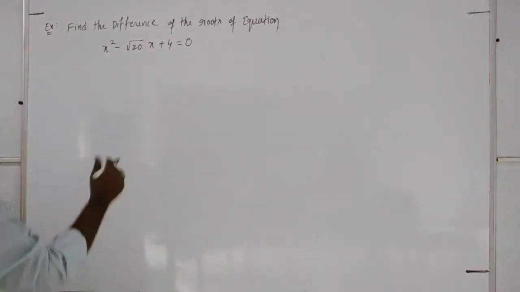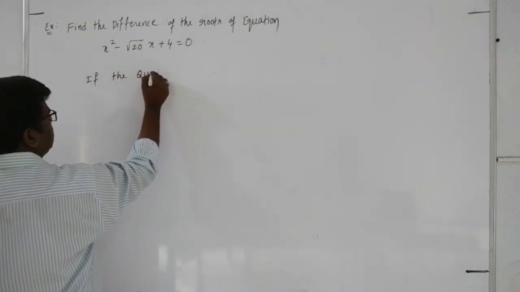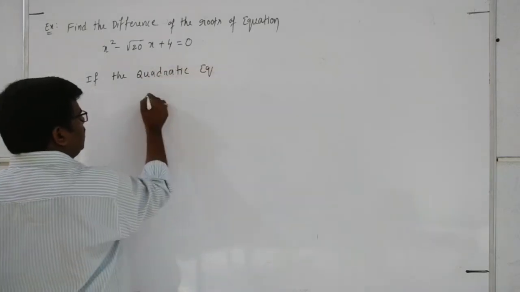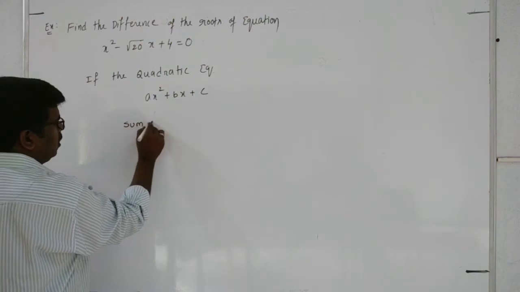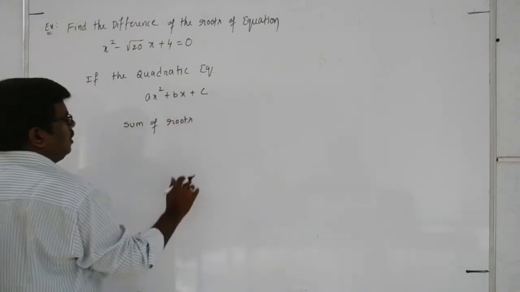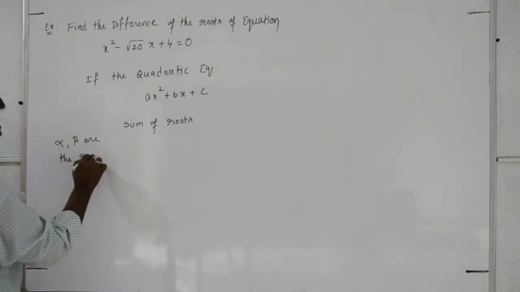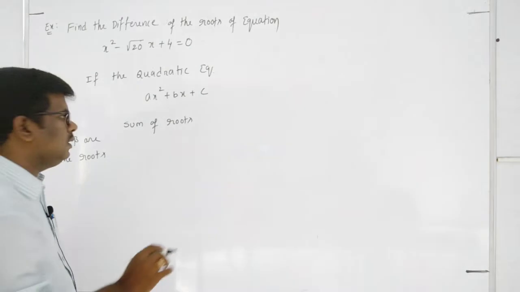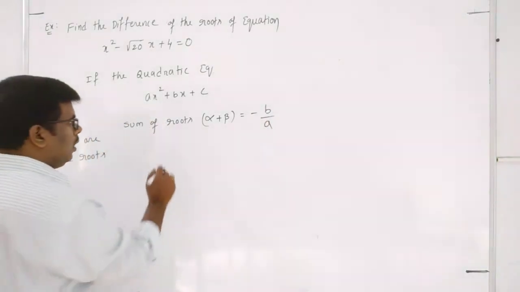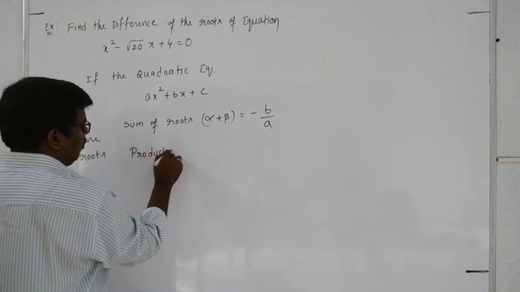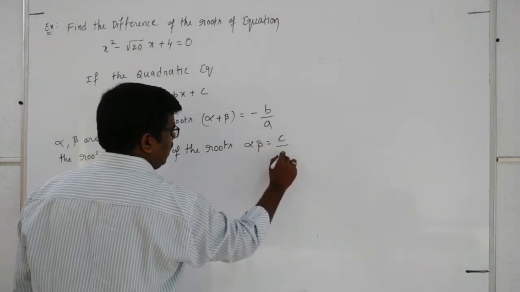In general, we discussed that in the last class. If the quadratic equation is ax square plus bx plus c, and alpha and beta are the roots, the sum of the roots is alpha plus beta equal to minus b by a, and the product of the roots is alpha beta equal to c by a.